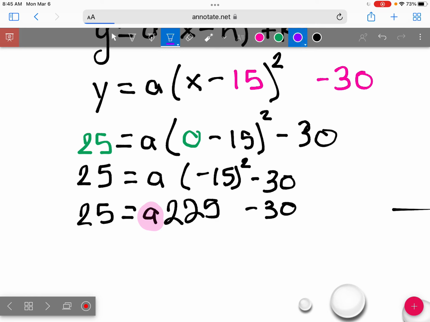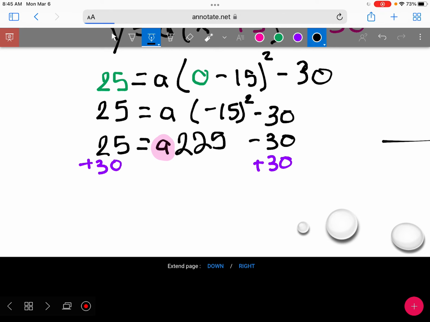Add 30 to both sides. Good catch. Thank you for doing that. So what we get is 55 equals, I'm going to switch these around because a 225 sounds weird, 225 times a. How do we get what a is? Divide both sides.